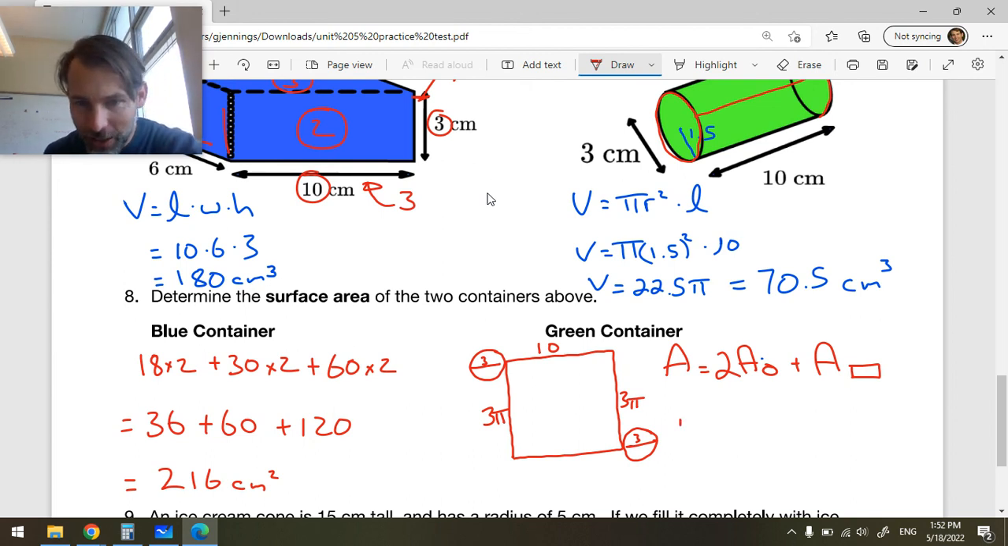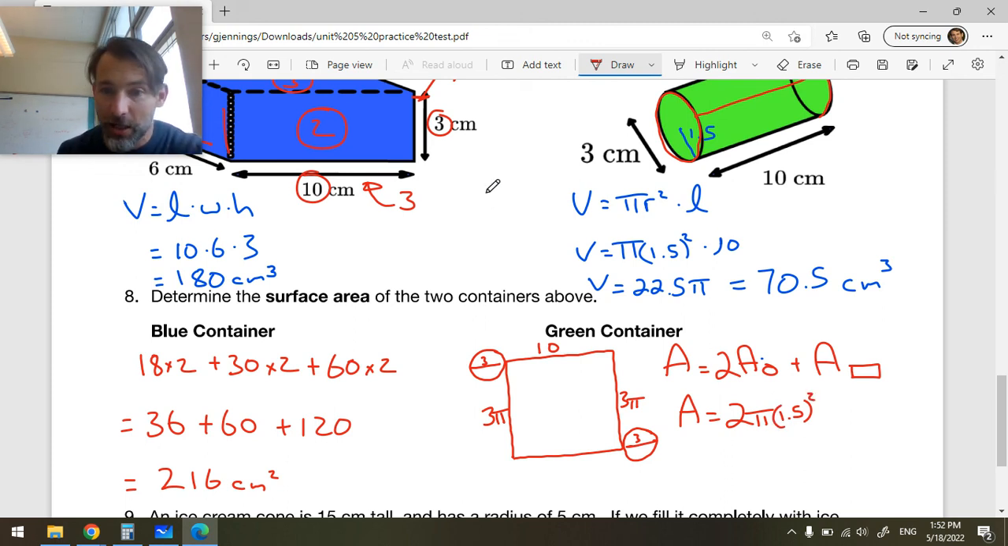All right, so the area is equal to 2 times the area of the circle, because there's 2 circles. So that's 2 pi times 1.5 squared, because use radius, don't use diameter and make that mistake. And then plus the area of the rectangle, which will be 10 times 3 pi.